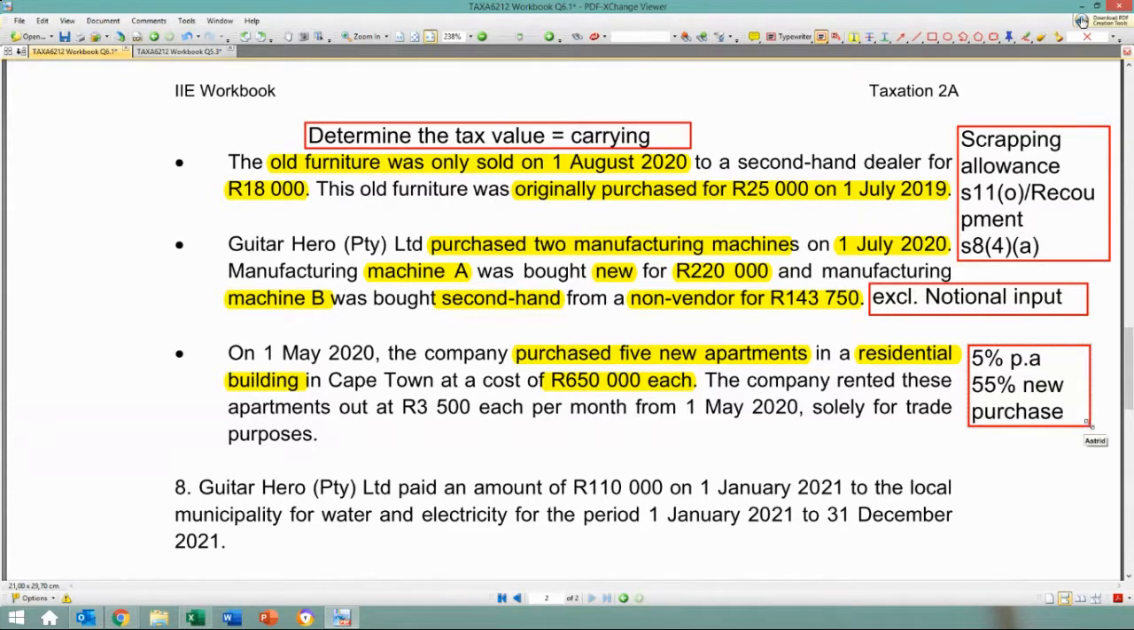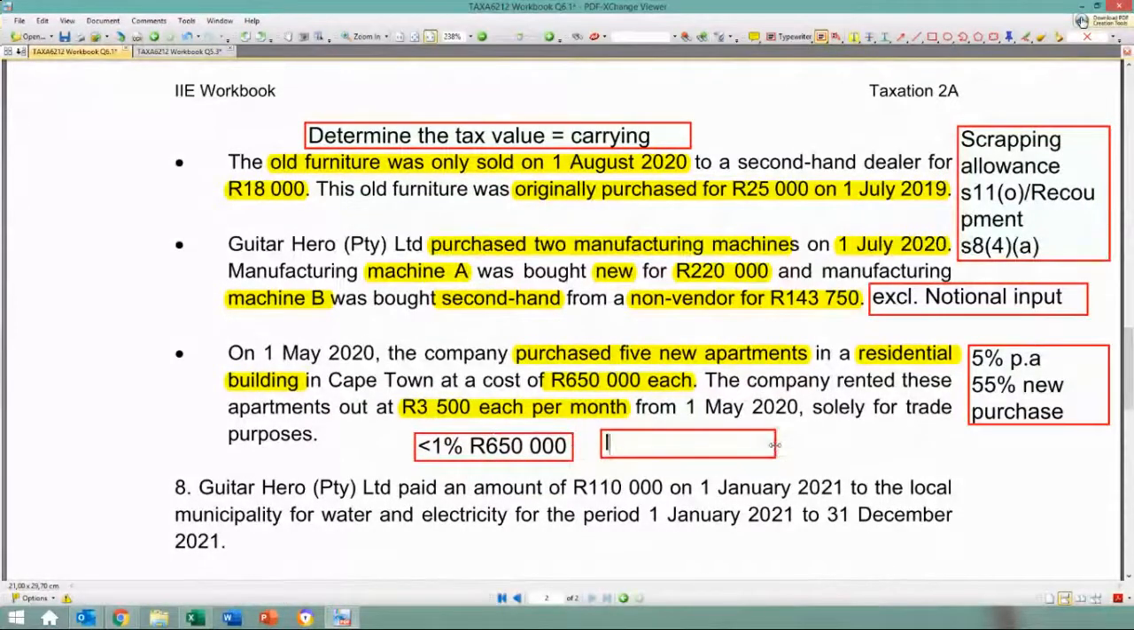And then we look at the rental income. Now in this case, the rental income is 3,000 each per month, and that is less than the 1% of the 650. So that means we use the 5%. And then this amount also needs to be included into our gross income, this rental that we've received.